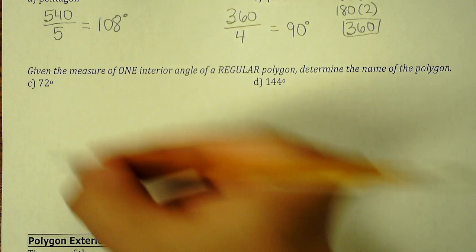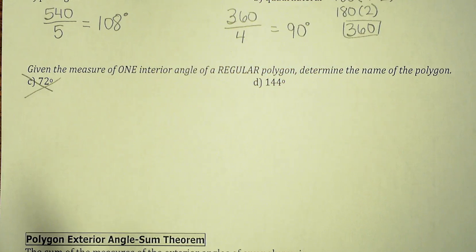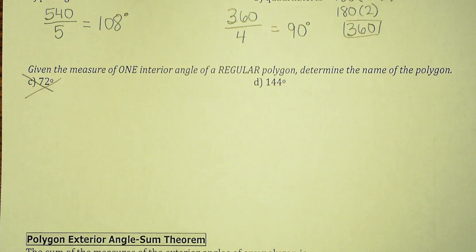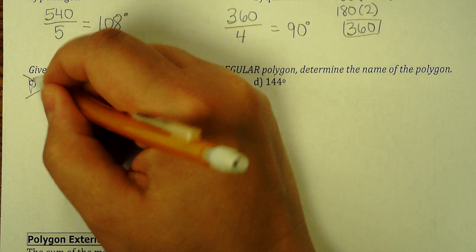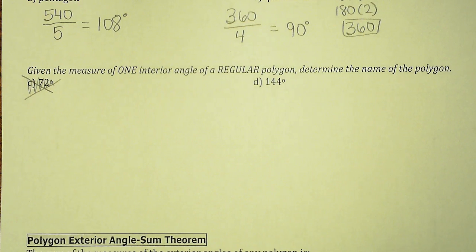All right, and you guys forgive me on this one. I'm actually going to cross out letter C because that is not a possible interior angle of a regular polygon. So we're just going to focus on D. This question's a little bit trickier than what we just did because it's going to work backwards. I'm giving you the measure, this 144 here is what we're going to use, of one interior angle of a regular polygon, and we want to determine the name of the polygon.